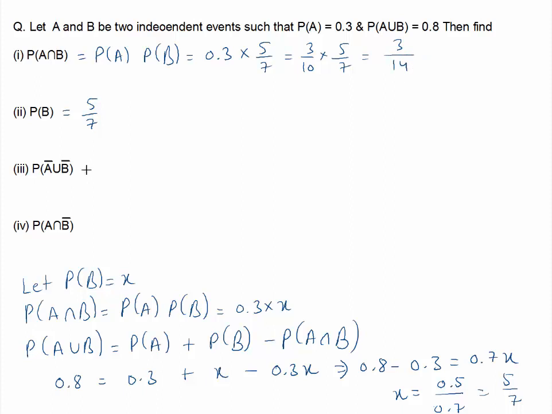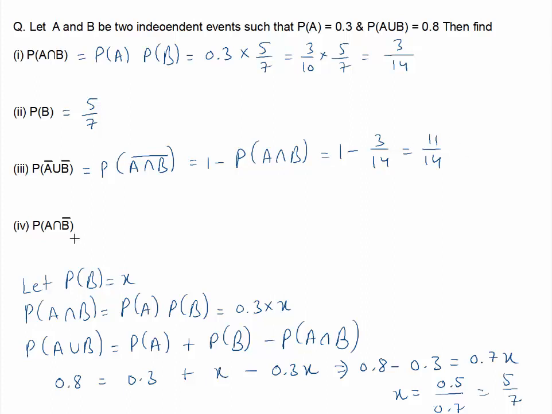Now probability of A complement union B complement is equal to probability of A intersection B the whole complement using De Morgan's law, and this equals 1 minus probability of A intersection B. So that equals 1 minus, now this value is 3 by 14. So 1 minus 3 by 14. So this would give us 11 by 14.